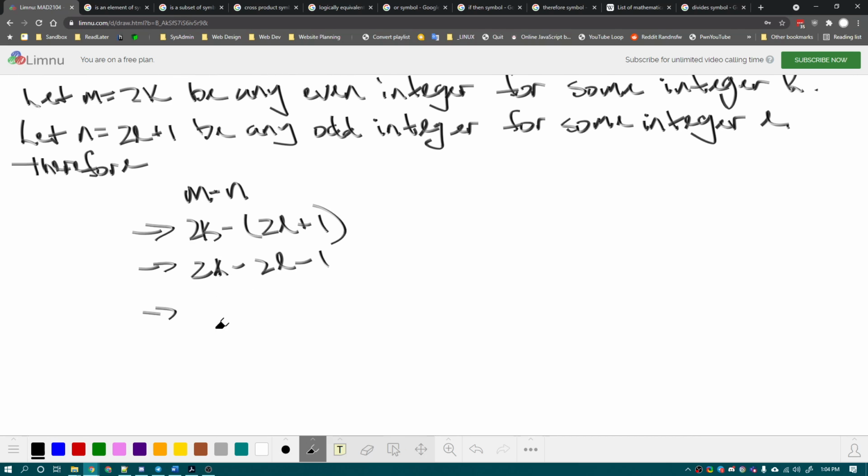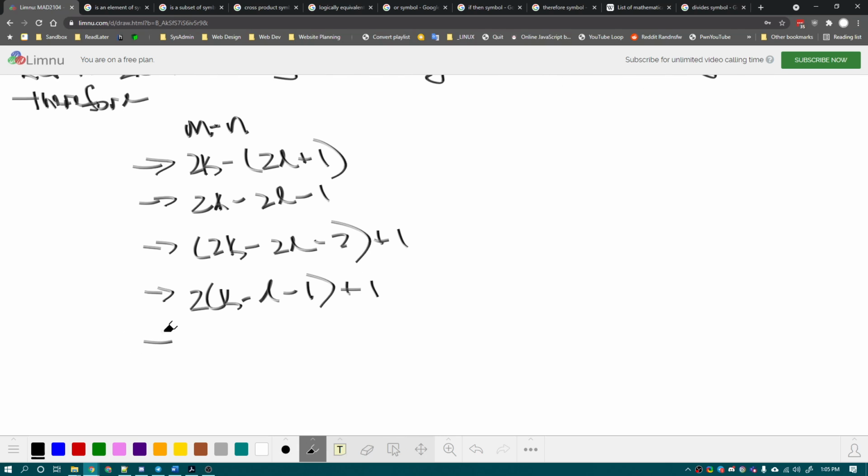I'm going to group these two terms like I did before, 2k minus 2l. And I want a plus 1 on the outside, so I have to subtract 2. Then I can factor out my 2, that's k minus l minus 1, plus 1. And that's equal to 2p plus 1, where p equals k minus l minus 1 is some integer.